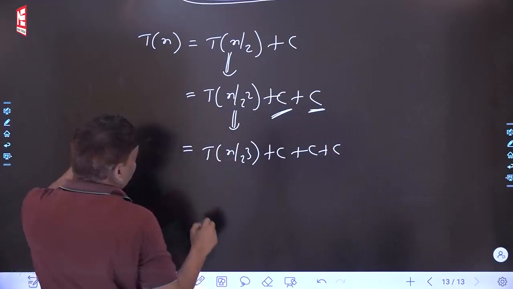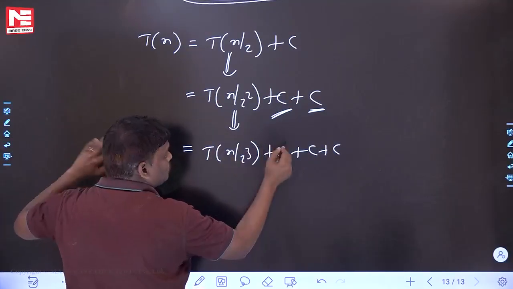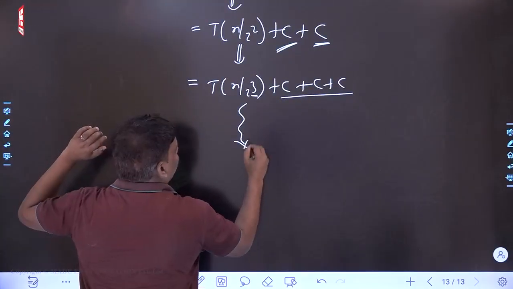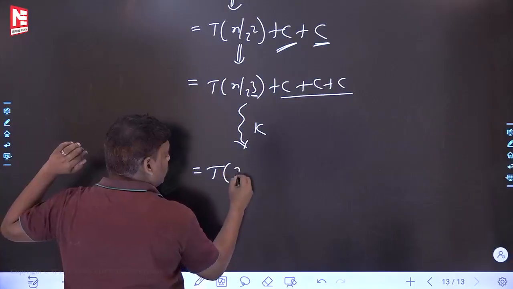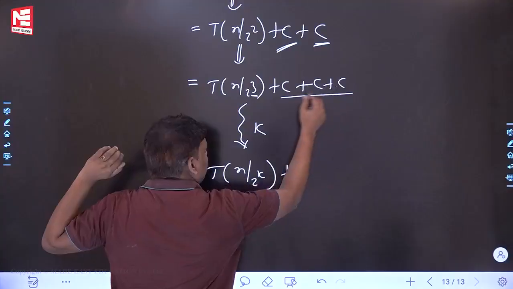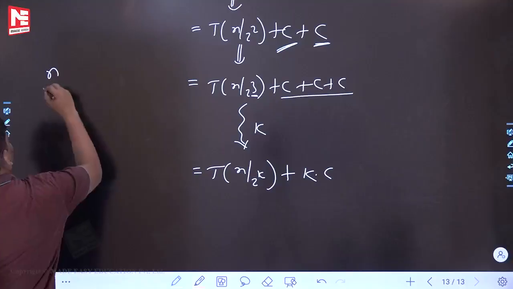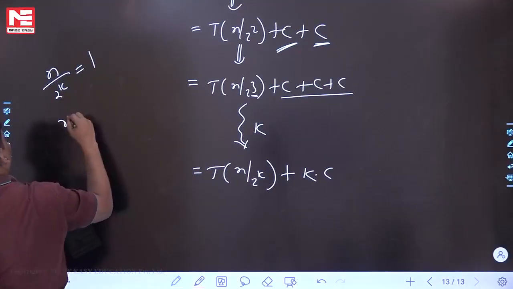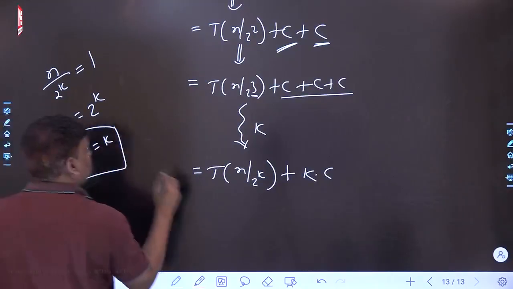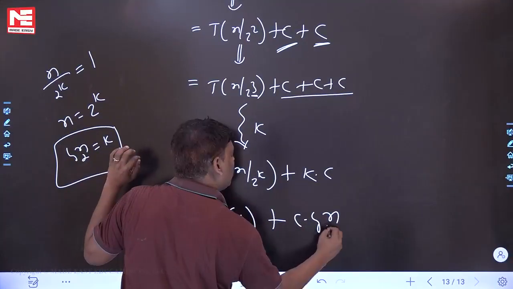Some people are asking, after 3 times is over, what do we have to do? Just observe what is going on. The final answer should be in terms of 3c. Here 3 is k. It is very simple. If I continue k times, what is the answer? It will become T(n/2^k) plus k times c, since k c's will come. Next, some people are asking: n/2^k is equal to 1, n is equal to 2^k, log n base 2 is equal to k, substitute. It will become T(1) plus c times k, where k is log n base 2.